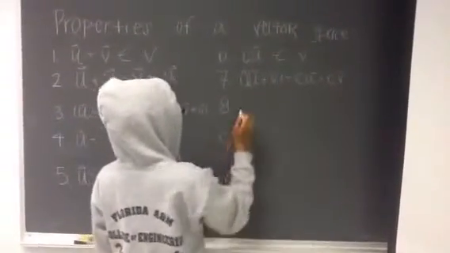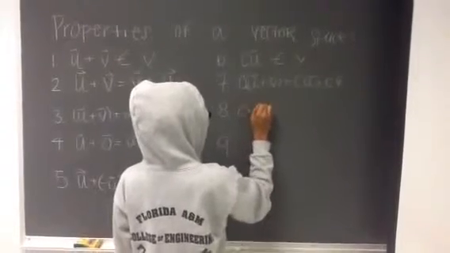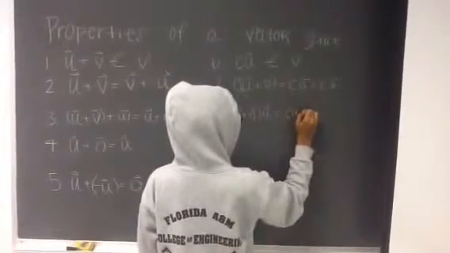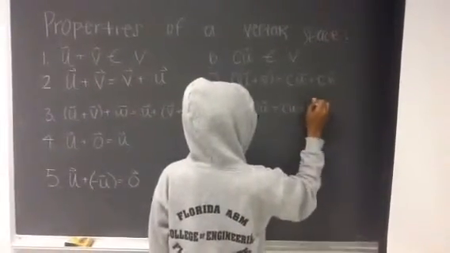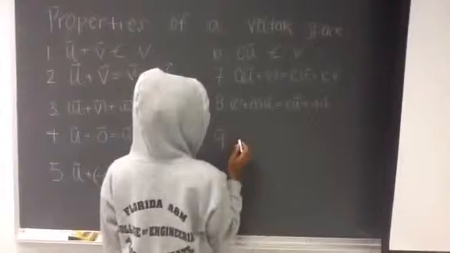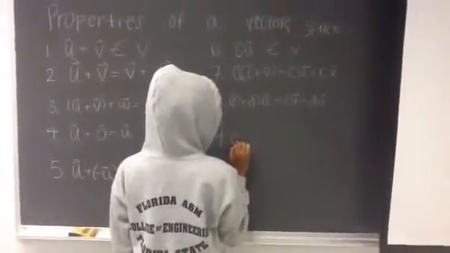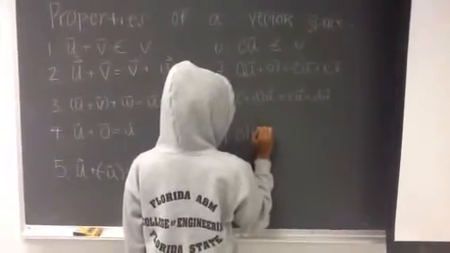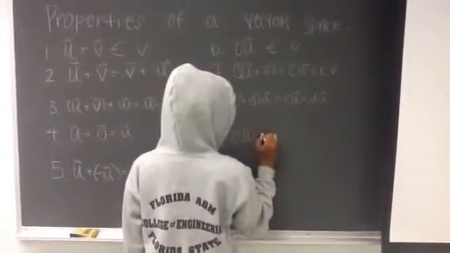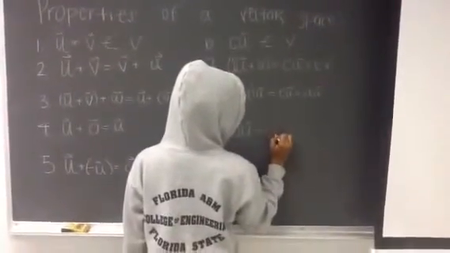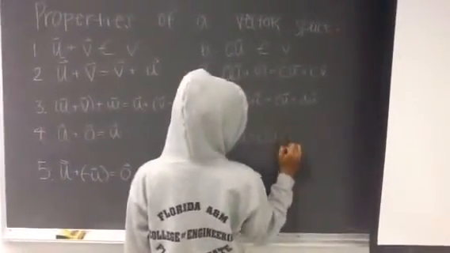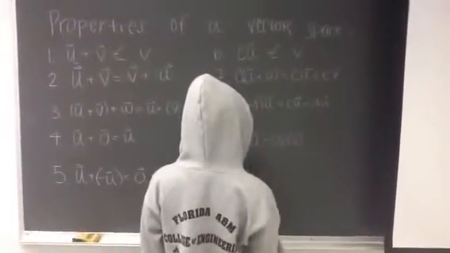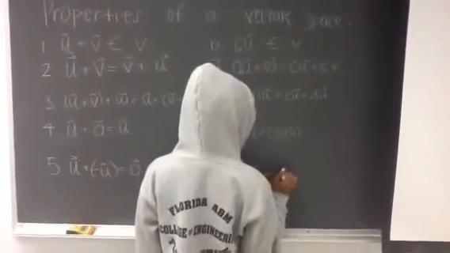8. The sum of the scalars c plus d times the vector u equals c times u plus d times u. 9. The scalar c times d times the vector u equals the scalar c times d times u. 10. The scalar 1 times the vector u equals the vector u.